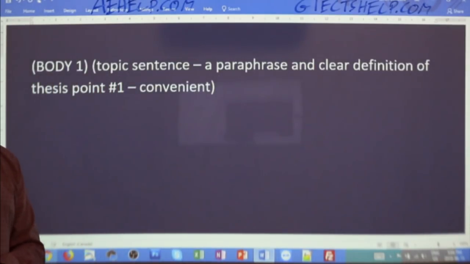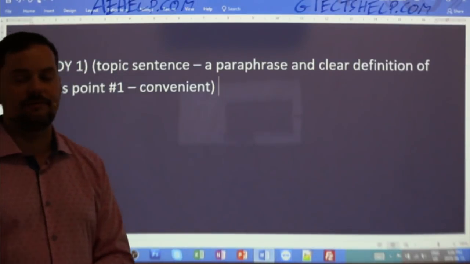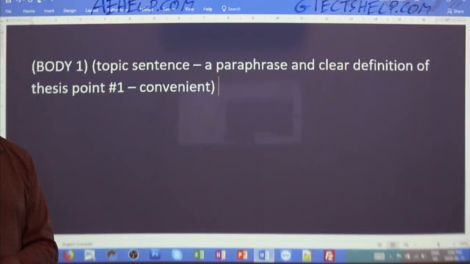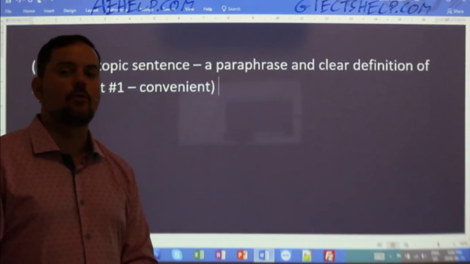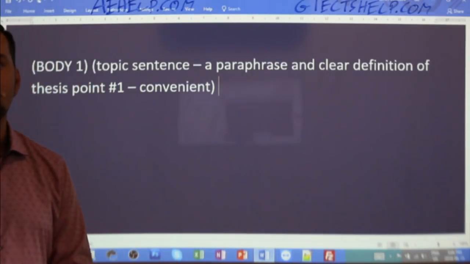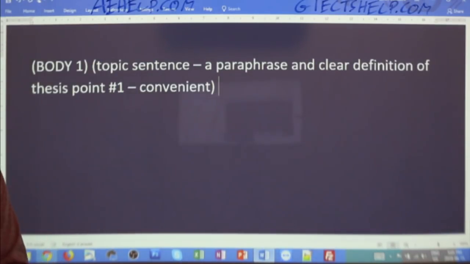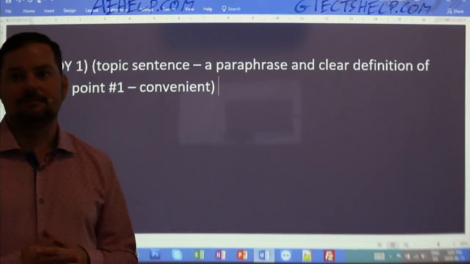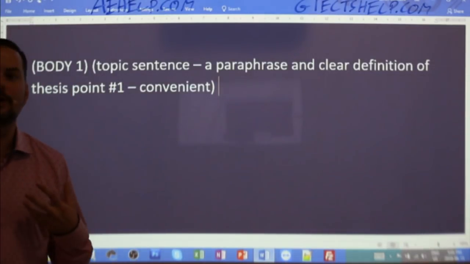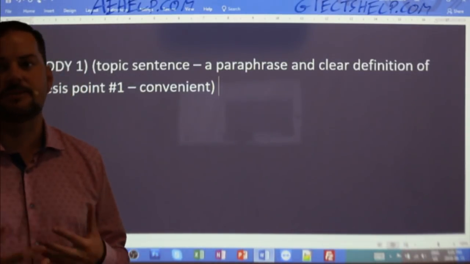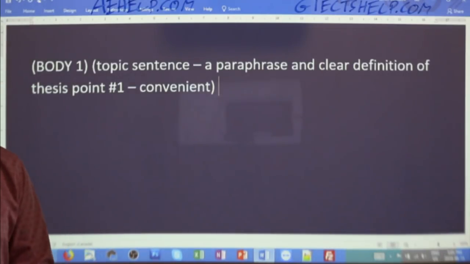The essay has to be at least 250 words. It's 250 words minimum, so you don't lose any marks for task completion, okay? Well, explain the concept of convenient. Okay, so what does it actually mean, convenient, especially when we're talking about money?